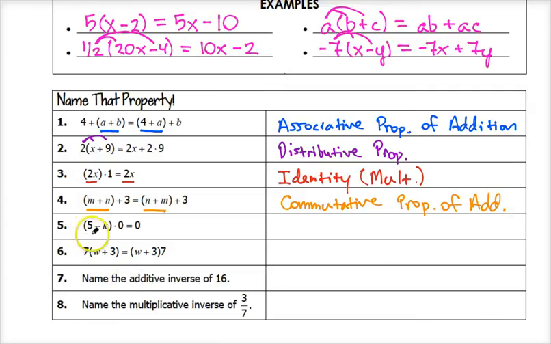Here I'm taking the quantity 5 minus k times 0 and getting an answer of 0. Anytime we multiply by 0 to get 0, that's an example of the 0 property, or the property of 0.